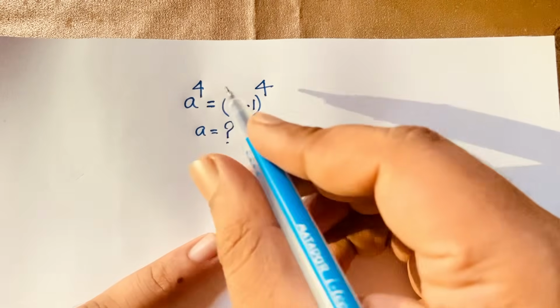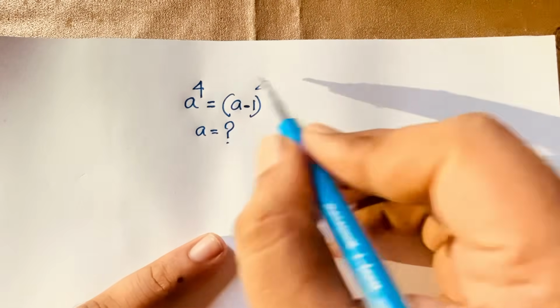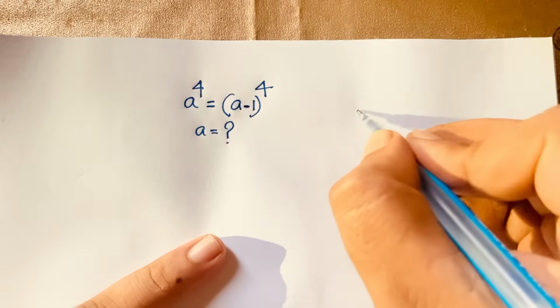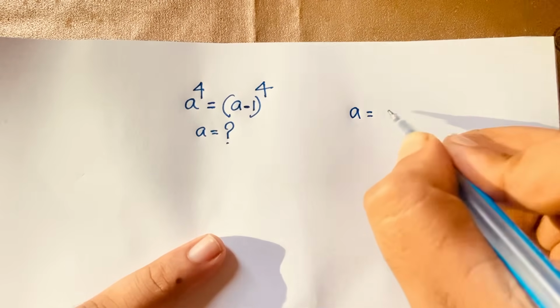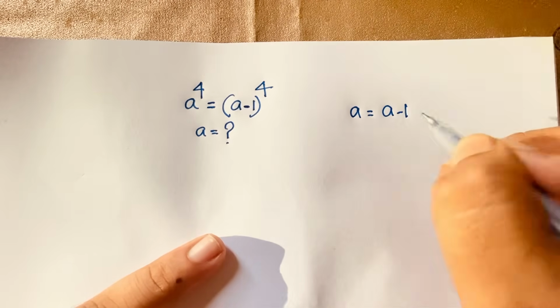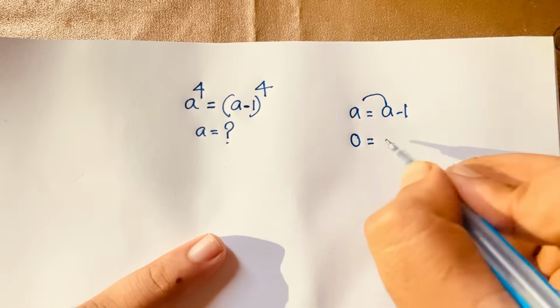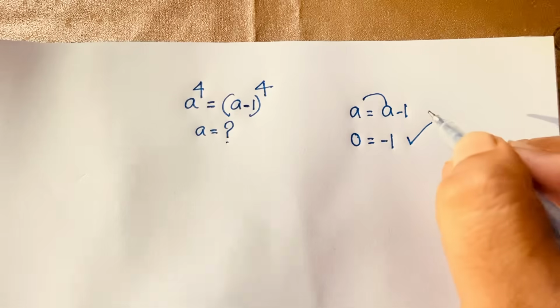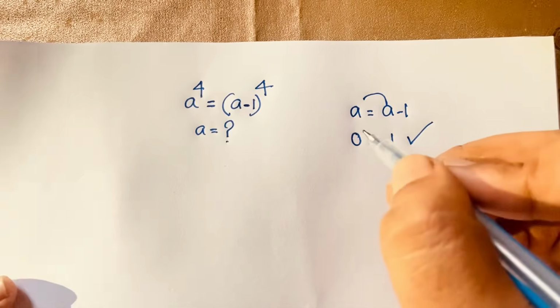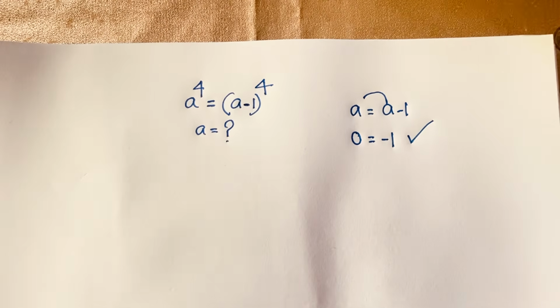So first of all, you can easily see here the exponent is the same, so it will be a is equal to a minus 1. Then if I move this a to this side, it will be 0 is equal to negative 1, which is not true. So you can't solve this question by this method. So how to solve this interesting math question?